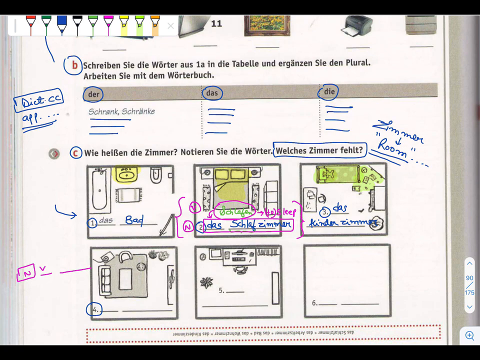Okay. So, number 4, we can see a sofa and all, a TV. So, we can say das Wohnzimmer. Again, we know the verb for this one. It's wohnen. We did this word in our chapter 1. Wohnen means to live.